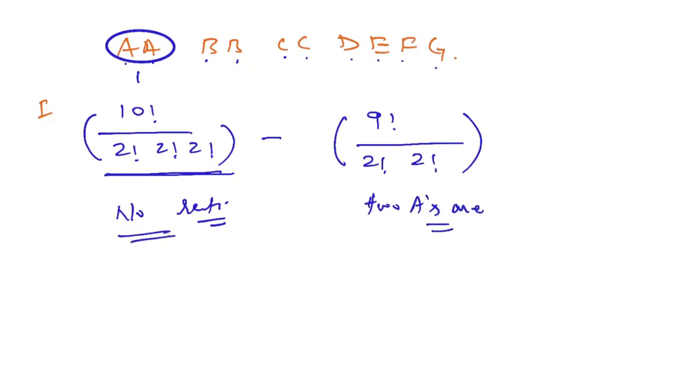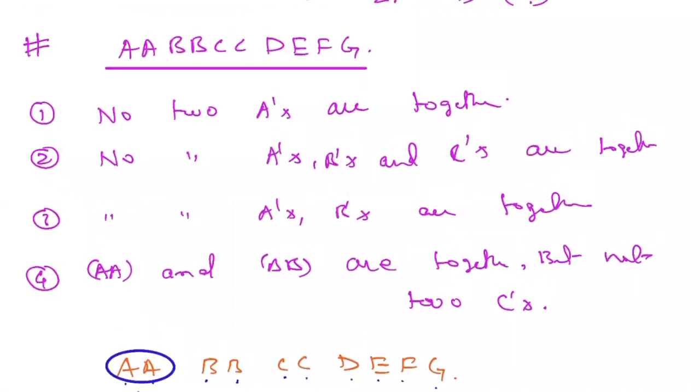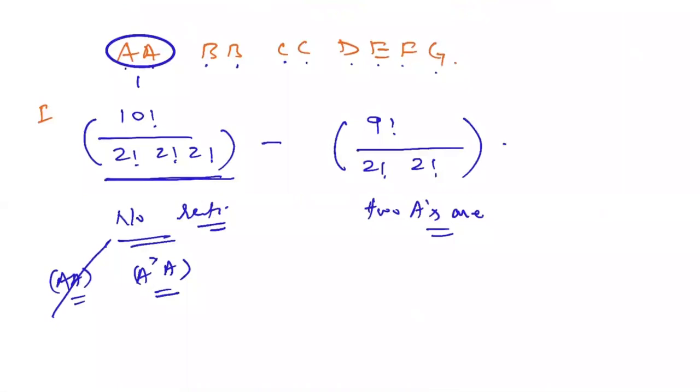If I take the case of no restrictions, in this case both cases are coming, A's together and A's not together. If I subtract this case, what am I getting? No two A's are together, right? Two A's are there, two B's, two C's, and D, E, F, G. So first we just have to subtract the case where two A's are together from the complete one.